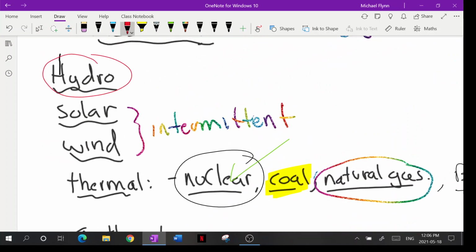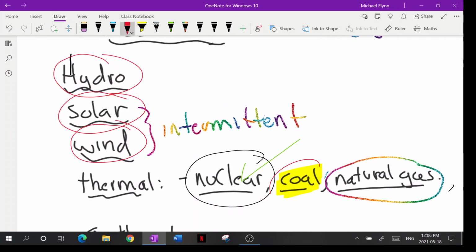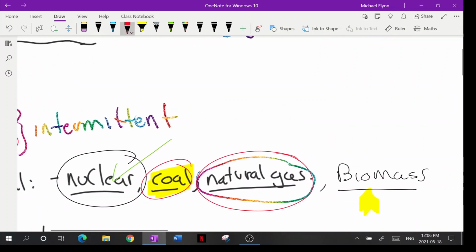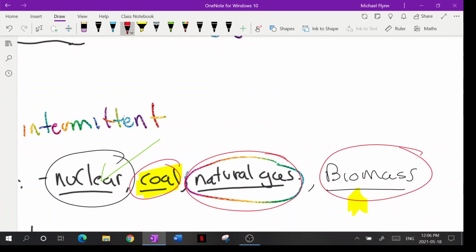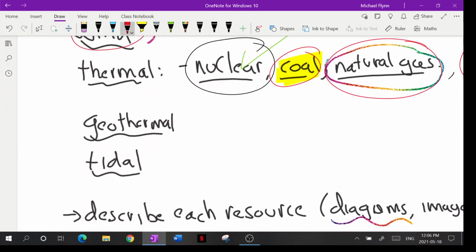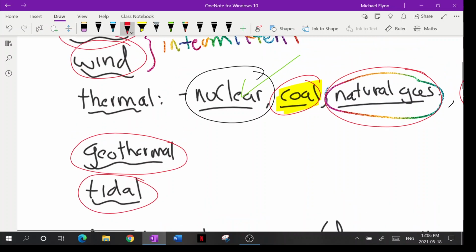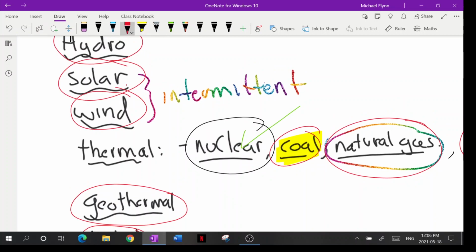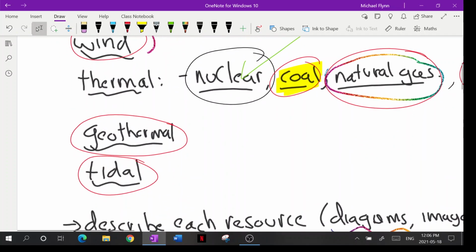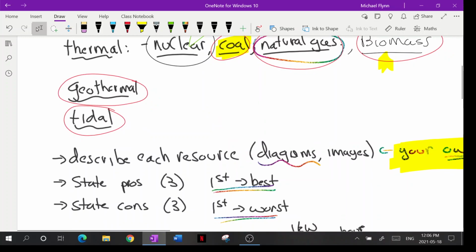Make sure you do hydro, solar, wind, and then for thermal, make sure you do coal, natural gas, and biomass. Those three things. Also geothermal, which doesn't turn a turbine, but just do it anyway. And then finally tidal. So you have 1, 2, 3, 4, 5, 6, 7 total resources that you were responsible for. They are in the textbook if you're really curious and you just want to read it there. But otherwise, online is quick and easy.